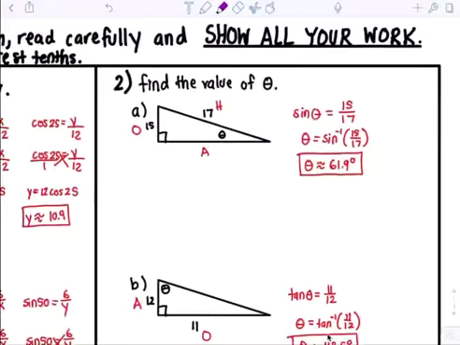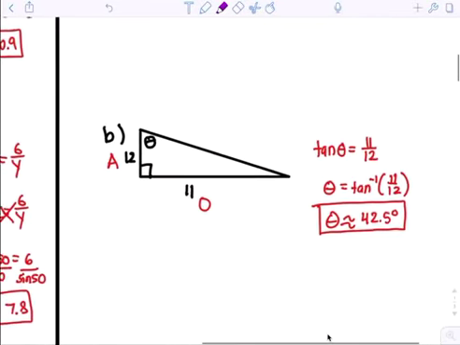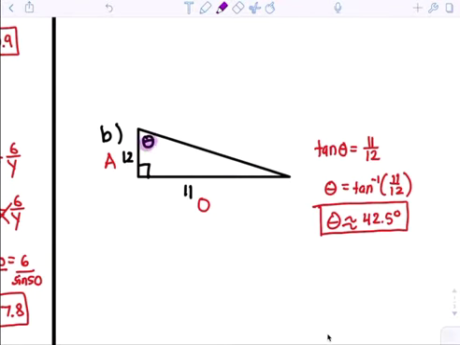Okay. B, same deal. So that's theta. This is opposite and adjacent. So the one trig identity or function that uses opposite and adjacent is tangent. So tan theta is equal to opposite over adjacent, 11 over 12. Take the tan inverse of both sides to get tan inverse of 11 over 12. So then theta is going to be roughly 42.5 degrees.